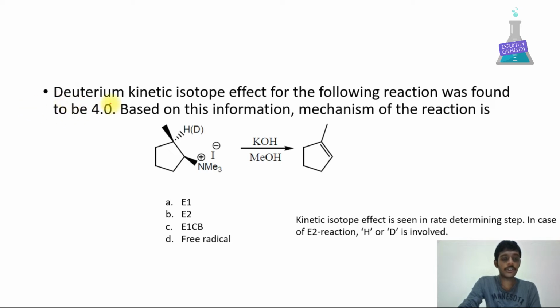This is a question. The deuterium kinetic isotope effect for the following reaction was found to be 4. Based on this information, the mechanism of the reaction is. Here we see that a strong base is there. KOH is a strong base. We find that it is an E2 reaction. The rate determining step is the abstraction of the proton here. So option C, which is E1CB, is the correct answer.